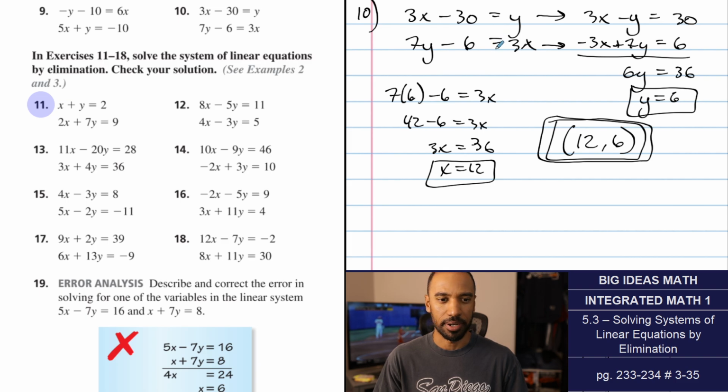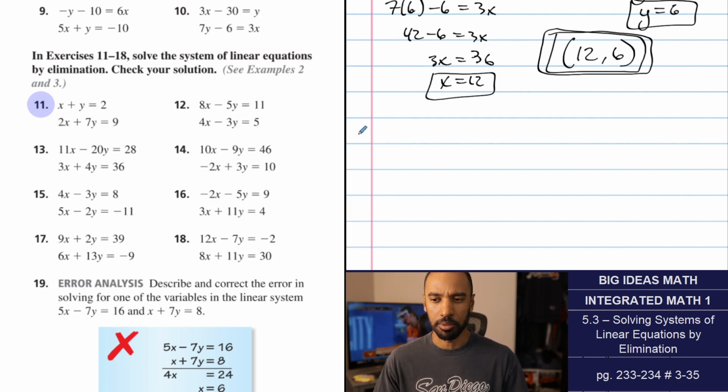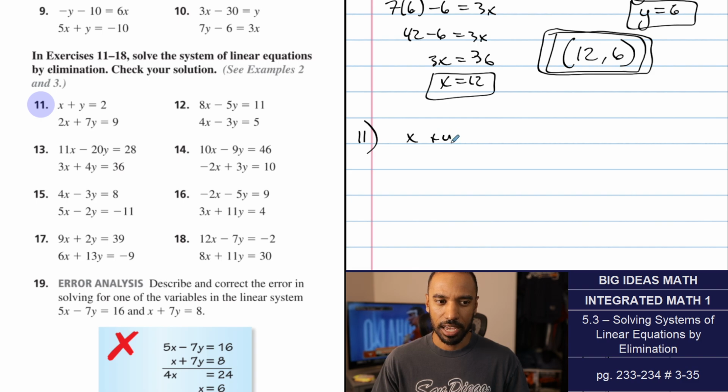I'm sure that's going to happen in this next set. They say solve by elimination, check your solutions, but these are probably different kinds of questions. They say see example 2. I think this is where we had to multiply by something. So on number 11, we have x plus y equals 2 and 2x plus 7y equals 9.